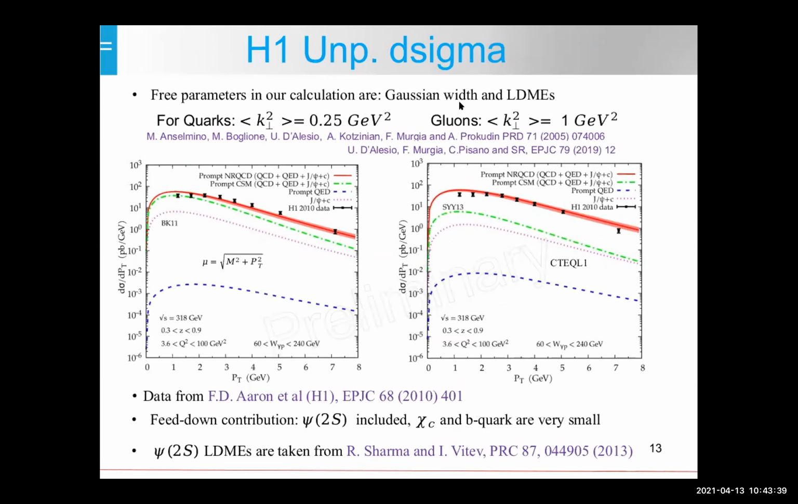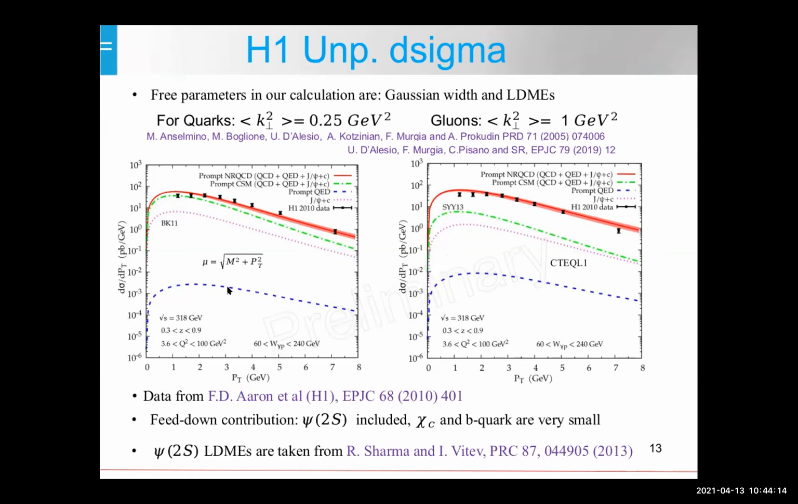In these plots, the unpolarized differential cross section as a function of the transverse momentum of the J/psi is shown at the center of mass energy 318 GeV, and the data points, which are in black, are taken from the H1 collaboration. The left panel is obtained by using the BK11 LDME set, while the right panel is obtained by using the SY13 LDME set. In these plots, prompt means the direct as well as the feed-down contribution, along with the QED diagrams as well as the intrinsic charm contribution in the proton.